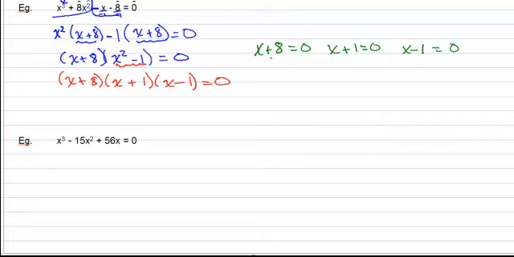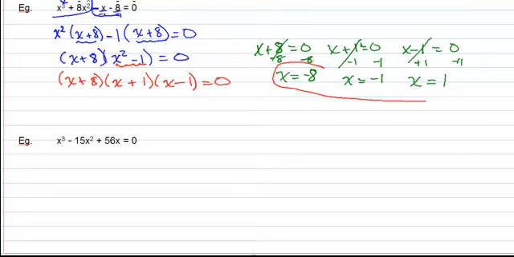I'm going to take, again, each factor, set it equal to 0. And solve. And notice that I'm using the same skills that I used at the very beginning of this class, solving basic linear equations, and there are my solutions. And you'll notice that I have 3 of them.